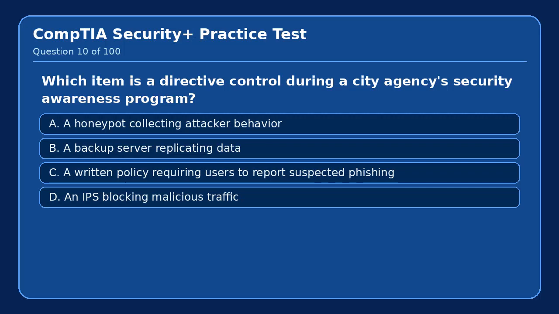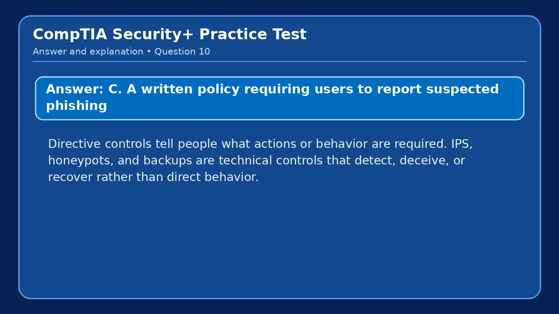The answer is C. A written policy requiring users to report suspected phishing. Directive controls tell people what actions or behavior are required. IPS, honeypots, and backups are technical controls that detect, deceive, or recover rather than direct behavior.